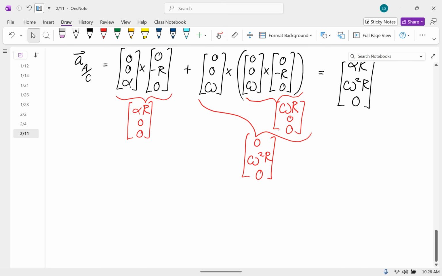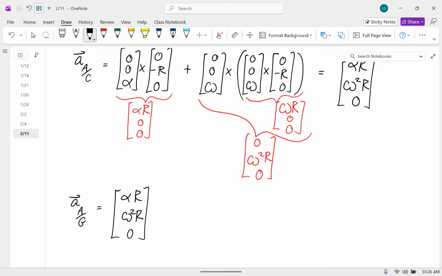And now we use the relative motion equation. So the acceleration of A relative to the ground is equal to alpha r, omega squared r, 0, plus the acceleration of the center relative, from the formula, which is negative alpha r, 0, 0. And what we get here is 0, omega squared r, 0.